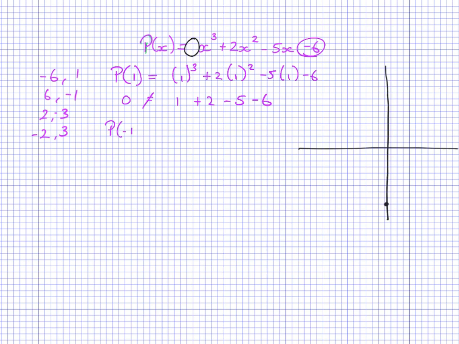Let's try P(-1). Minus 1 cubed plus 2 times minus 1 squared minus 5 times minus 1 minus 6, which is equal to minus 1 plus 2. Minus 1 squared is 1, times 2 is 2, plus 5 minus 6. I can see here that's going to make 7, and then the remainders are going to make 7 also, so 0 equals 0. So x plus 1 is a factor. So that's the first point I can put on here.